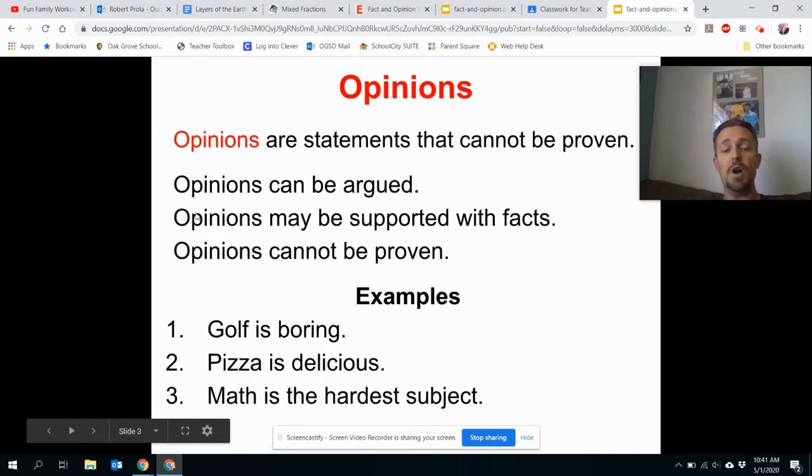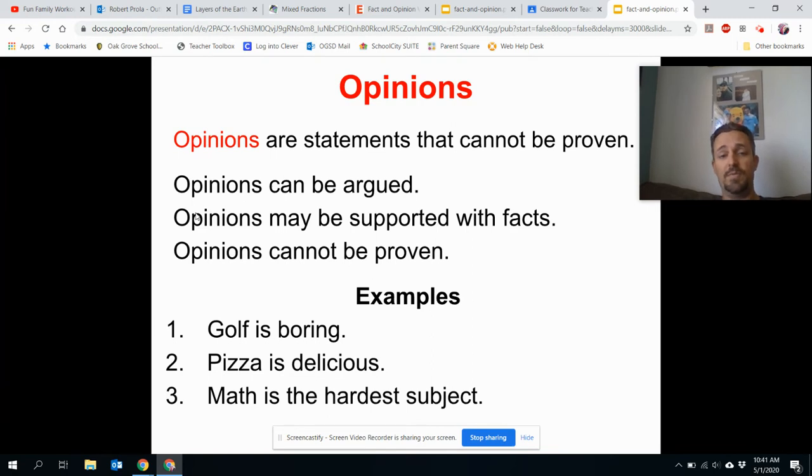Moving right along to opinions. Opinions are statements that you cannot prove, right? Opinions can be argued about. Reasonable people can disagree. Opinions may be supported with facts, but they cannot be proven, right? So here's an opinion. All students should wear uniforms to school, right? That's an opinion, and reasonable people could disagree with that opinion, but they can't prove whether it's right or wrong.